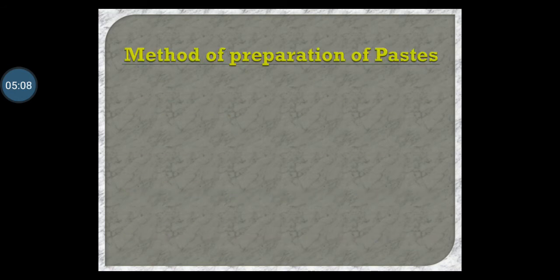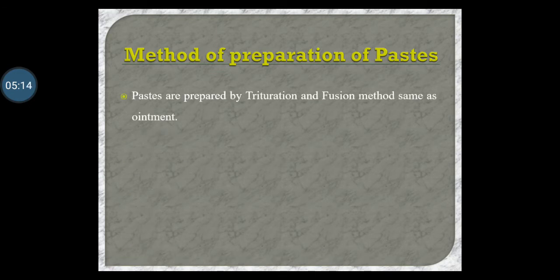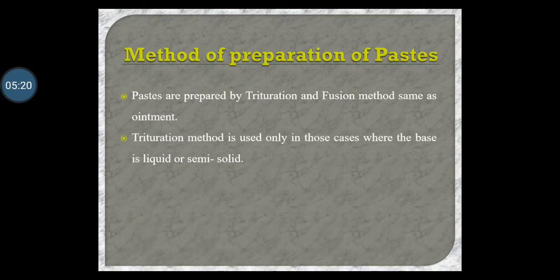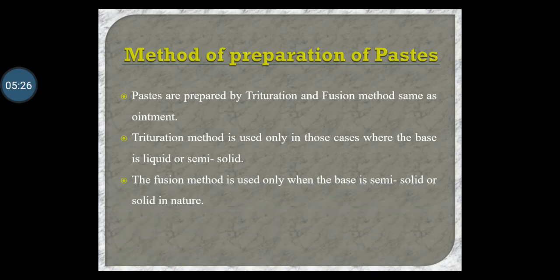Then let us discuss the next part, that is, the preparation method of paste. The pastes are prepared by trituration and fusion method, same as that of ointment. Trituration method is used only in those cases where the base is liquid or semi-solid, and fusion method is used only when the base is semi-solid or solid in nature.